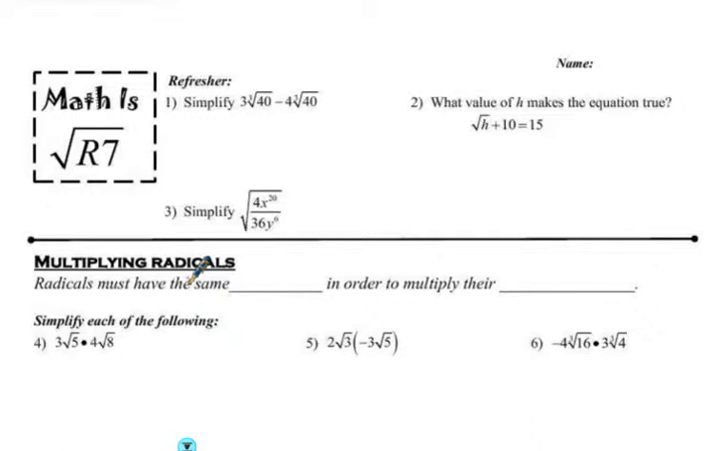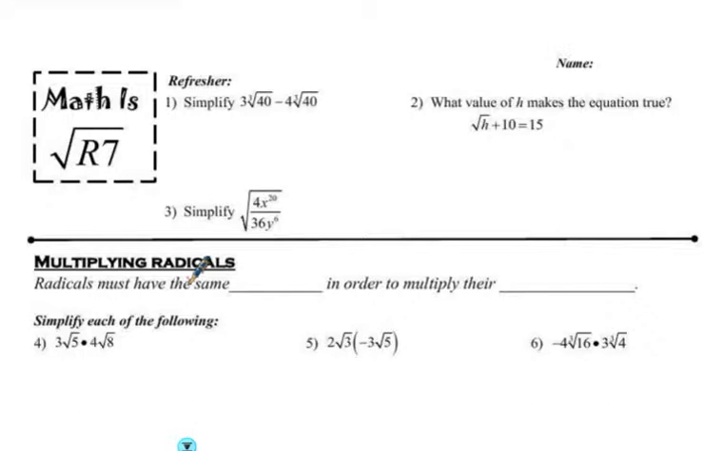Good morning, Algebra 1. So today we are going to be talking about the 7th installment of our radicals. The main point of this lesson is going to be focusing on multiplying radicals, but of course I always want to start off with a little bit of a refresher so you can remember where we came from to see where we're going to go.